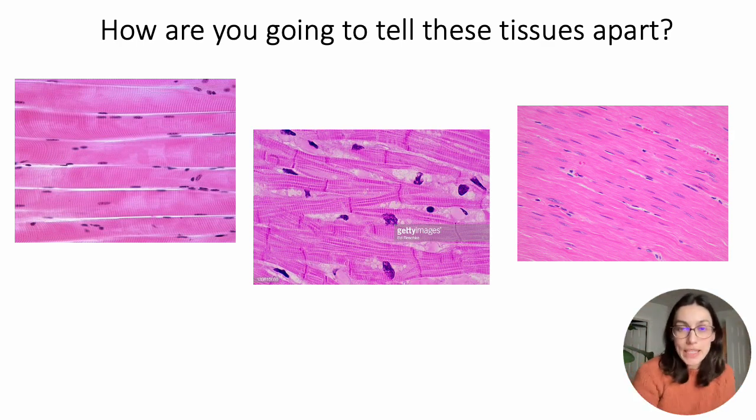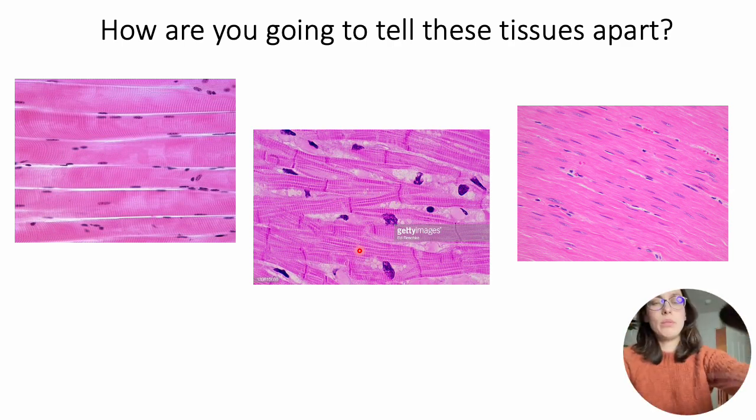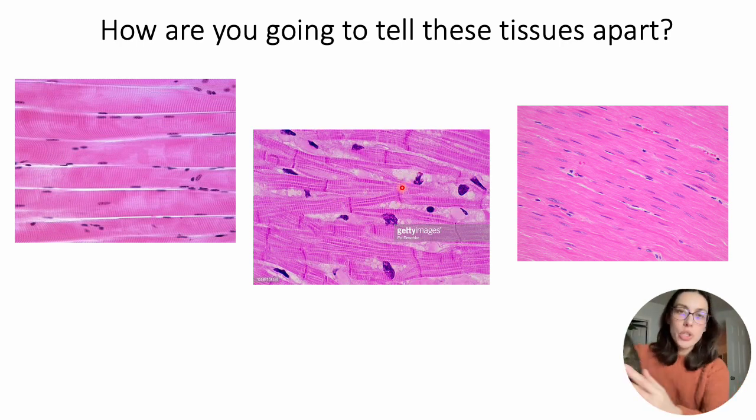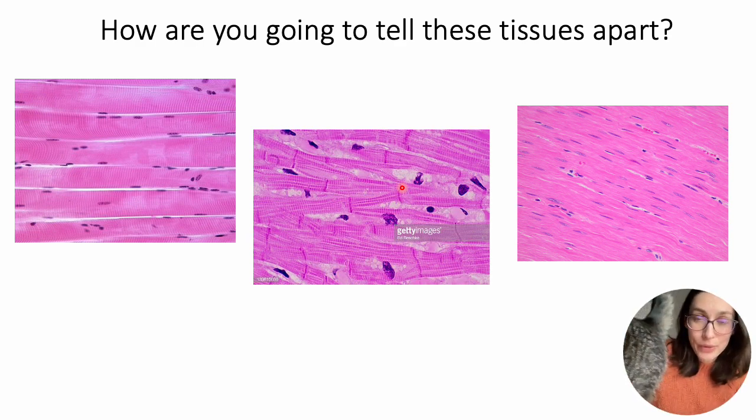They stain pink. The nuclei stain purple. You can see here on the left, long cylinders, lots of nuclei, stripy pattern. In the middle, you see a stripy pattern, but it's not quite as clean. You see the branching with some spaces in between and intercalated discs, those dark structures. The smooth muscle kind of looks like it could be all kinds of different tissues.